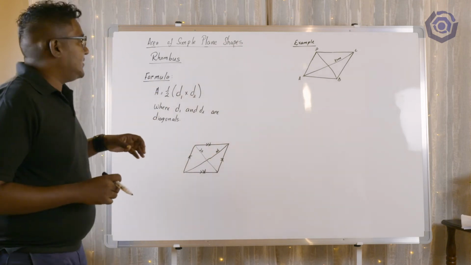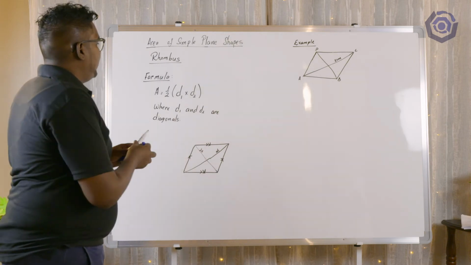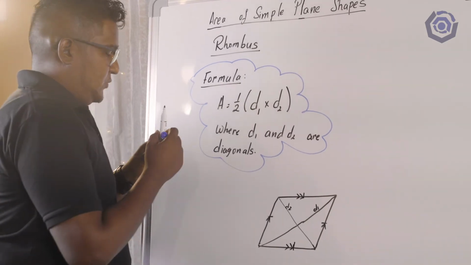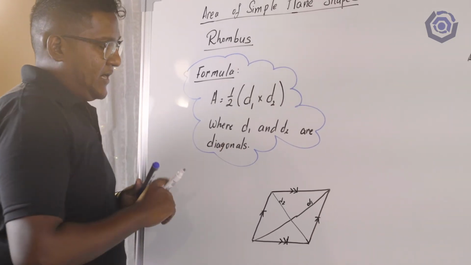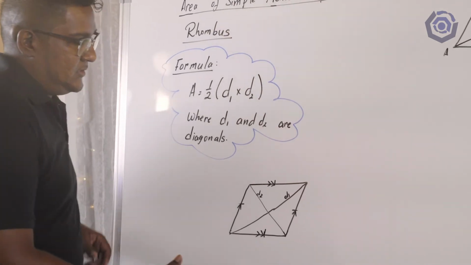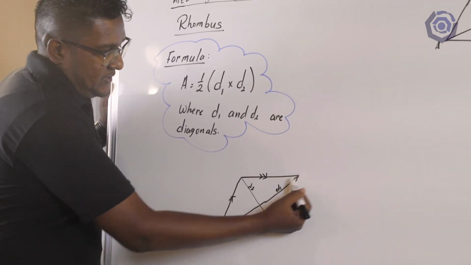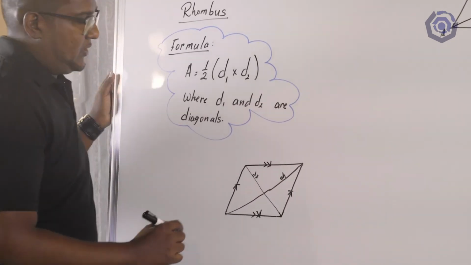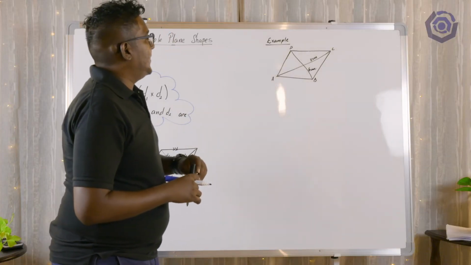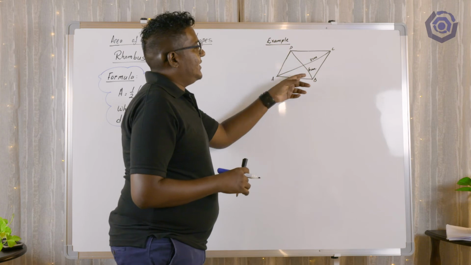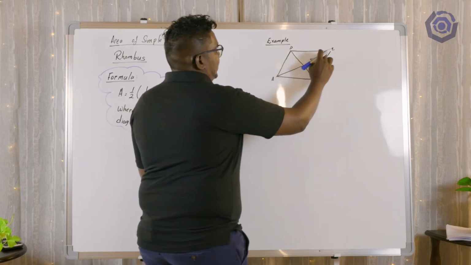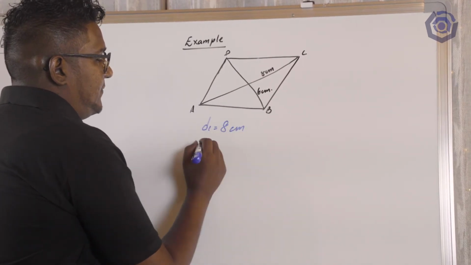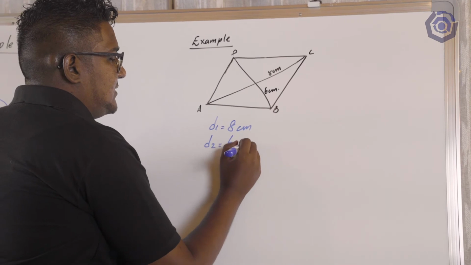Now this is the second method. The formula is A is equal to a half D1 times D2, where D1 and D2 are diagonals. And if you look at the shape here, a diagonal is the line that goes from this point to this point. It is what we call D1, and then this is what we call D2. So let's look at the example. You have a rhombus here and you have the length of two diagonals given. The first one, we call it D1, is given as 8 cm, and then D2 is given as 6 cm.